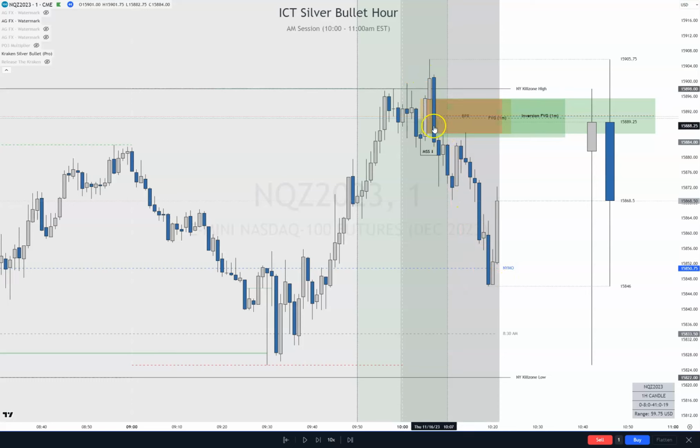Okay. We have balanced price range. We have fair value gap and inversion fair value gap. This right candle on the power of 3 is the current hourly candle, and it's moving, it's changing every time I take a new candle.